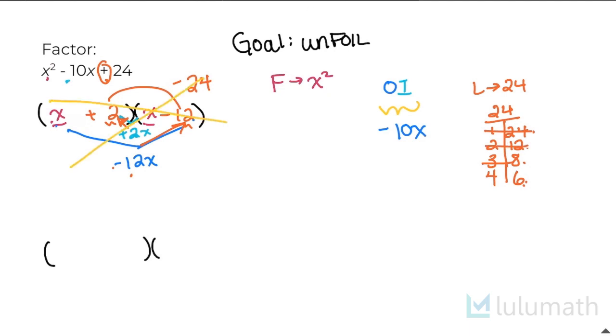Now let's go ahead and set up another set of binomial multiplied by a binomial. So for this one right here, again, we're still going to use x multiplied by x, and we're going to try the 4 and the 6 here.